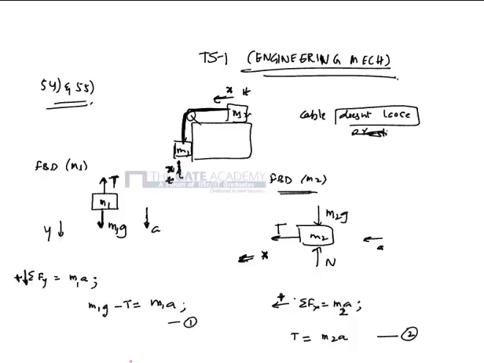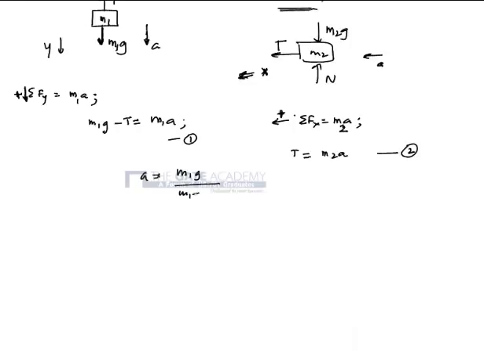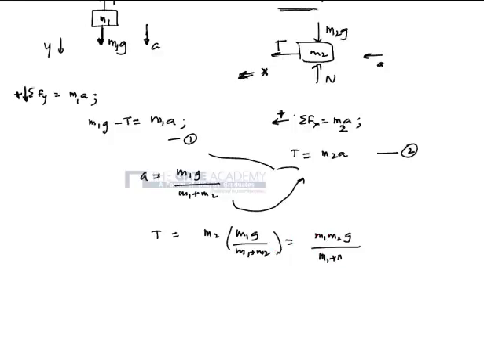Now if I combine 1 and 2, I will get the tension. Let me first eliminate T to get A. You can see that A is M1G by M1 plus M2 from these two. And now if I substitute again, I'll get the tension, which is M2 into M1G by M1 plus M2, which is M1 M2 G by M1 plus M2. So this is what was asked in the 54th. So the option is A. Answer is A.